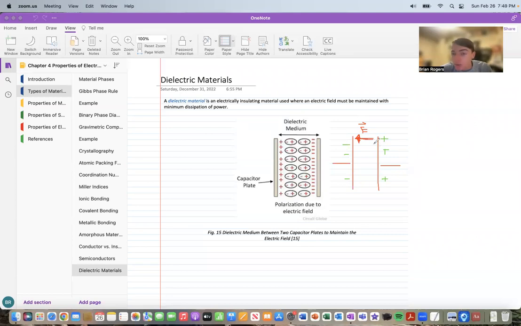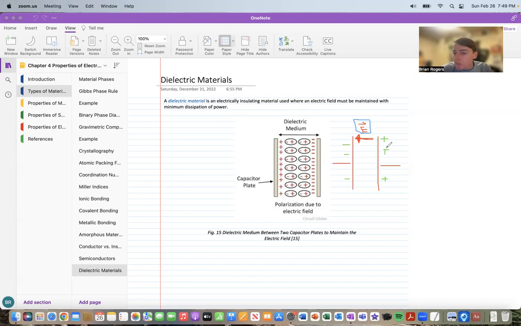That's what an electric field is. And so what's going to happen is we want to maintain this electric field because you're going to realize that a capacitor is a circuit component that stores energy. So it stores energy within its electric field. And so we want to maintain this electric field here.